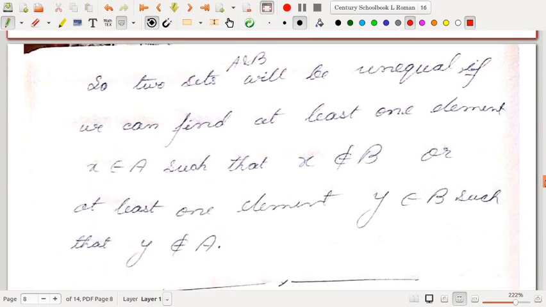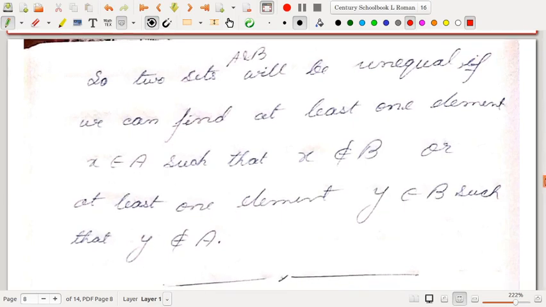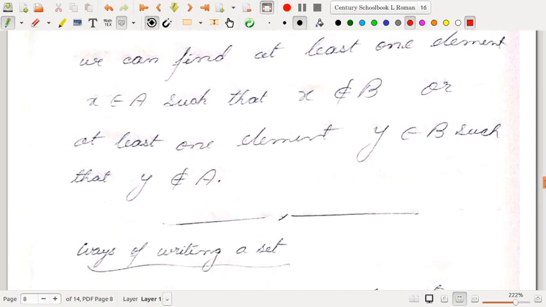Two sets A and B will be unequal. Under what condition will they be unequal? If we can find at least one element in A which is not there in B, or we can find at least one element in B which is not there in A. So two sets will be unequal if we can find such elements.